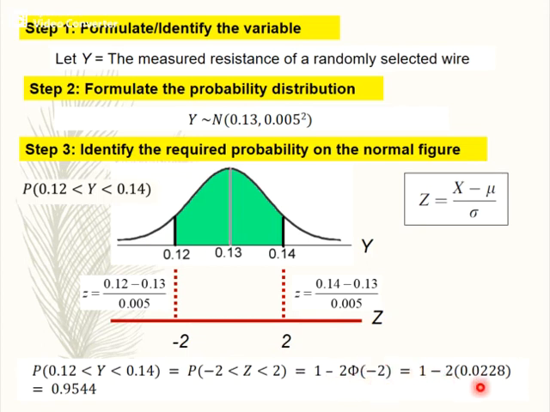So this should bring you to the final answer. You'd get 0.0228 from the tables, and then you'd have 0.9544 as your final answer. If this is confusing you, like I said, go back to that F(b) minus F(a) formulation. That will work too.